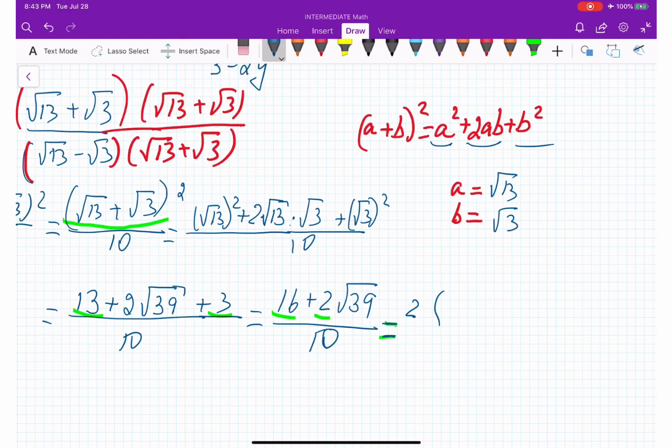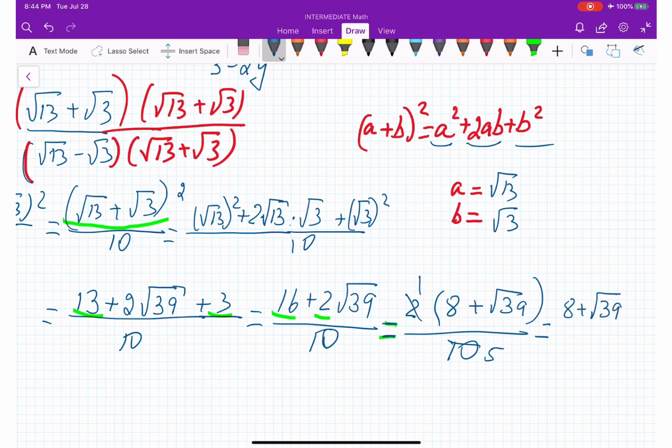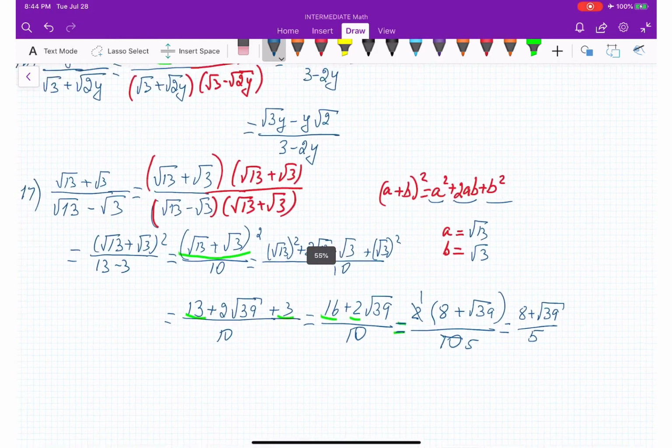Okay, so here, if I take 16 and divide by 2, that will be 8. And 2 square root 39, if I divide by 2, I will get square root 39. Divide by 10: this one is 1, this one is 5. And the answer is 8 plus square root 39 over 5. And that's the final answer. That was a good one, huh? Okay, I hope this will help.